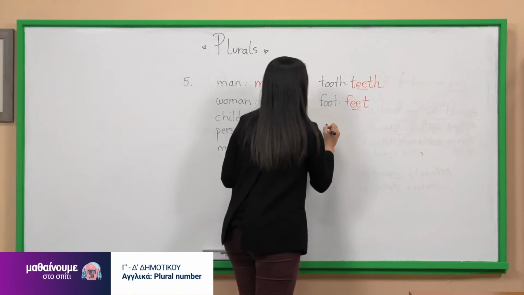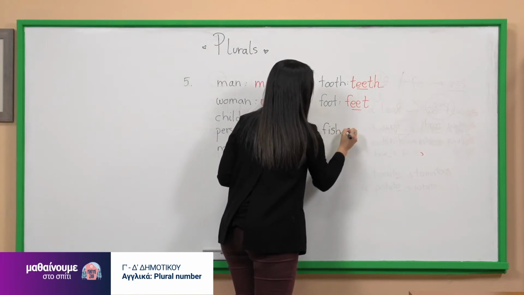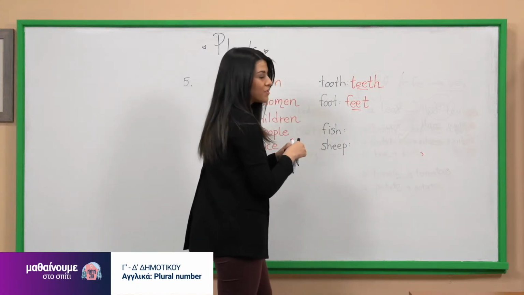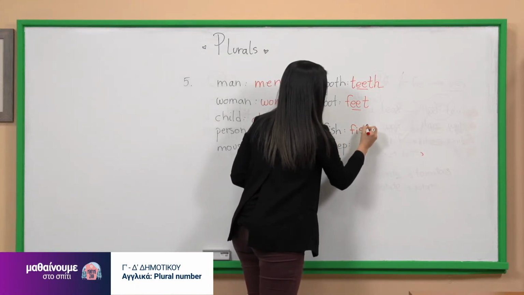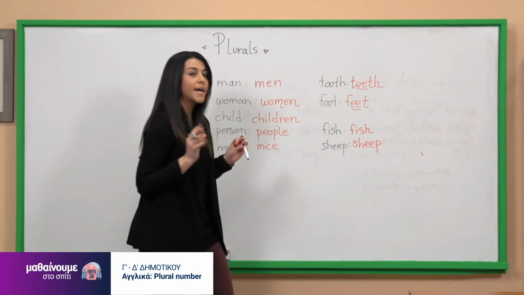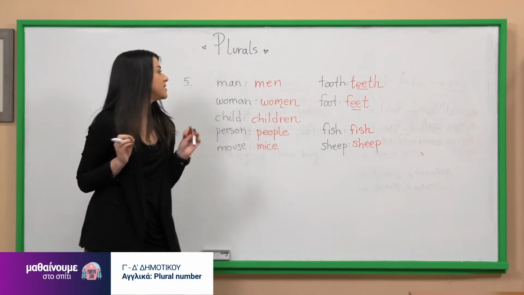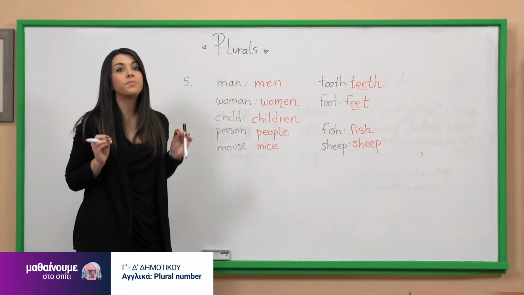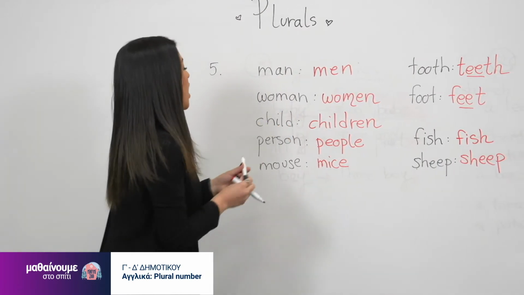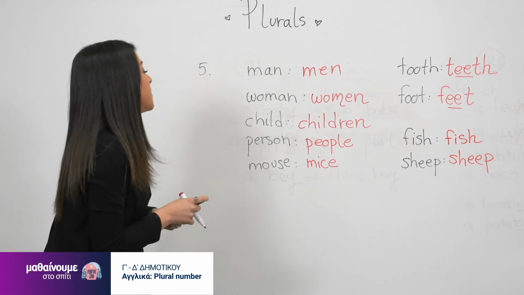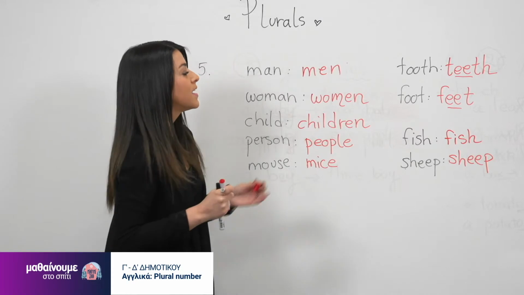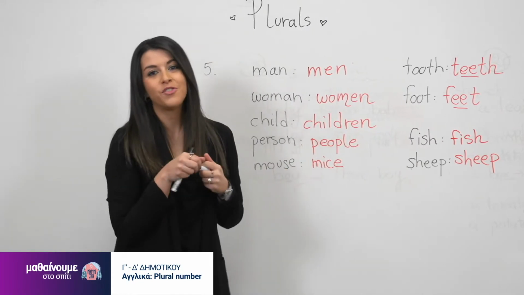Okay? And then, two stay the same, exactly the same. These are fish, το ψάρι, and sheep, το πρόβατο. Fish becomes fish, and sheep becomes sheep. So, υπάρχουν και κάποια άλλα, αλλά δεν θα τα μάθουμε τώρα, δεν είναι σημαντικά. Αυτά είναι τα πιο βασικά, the most important ones. So, we have man, men, woman, women, child, children, person, people, mouse, mice, tooth, teeth, foot, feet, and then the same, fish, fish, sheep, and sheep.